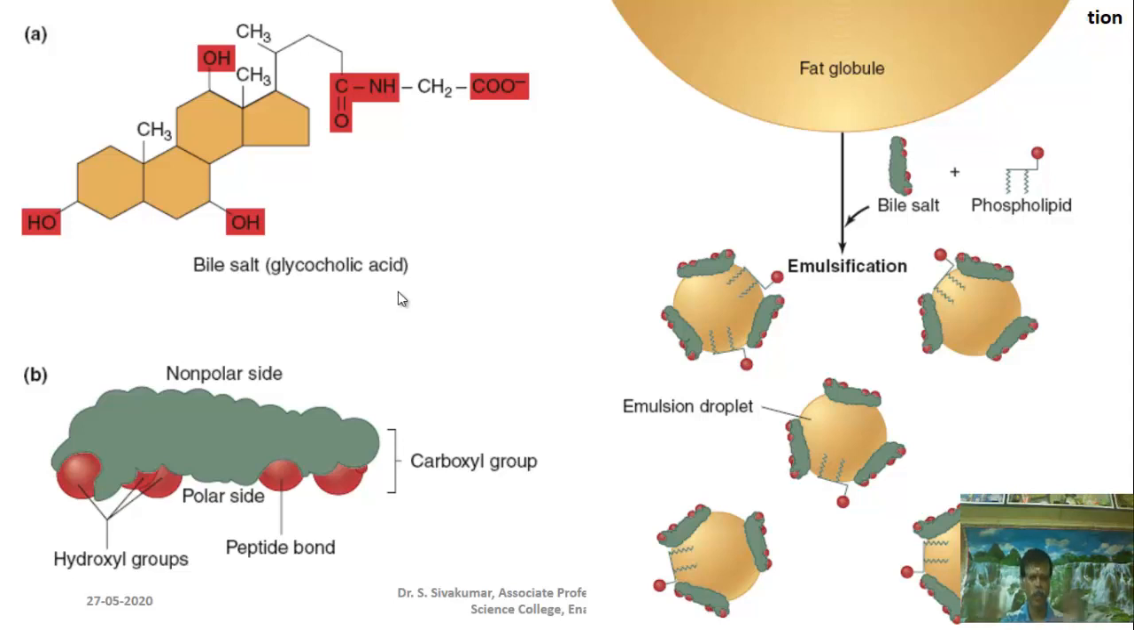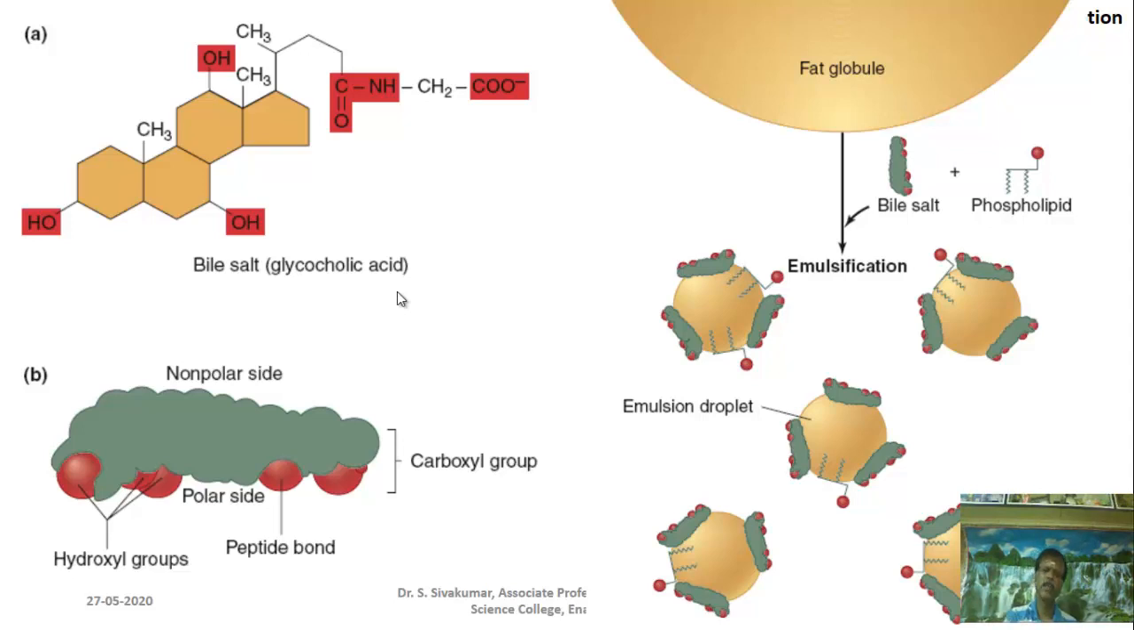Emulsification means the big fat globules are broken down into smaller globules which are interacted with by the bile salts as well as the phospholipids. By attachment of these phospholipids as well as the bile salts, we are making the enzymes easily interact with the fat globules. So this is what the variation due to the emulsification process is.